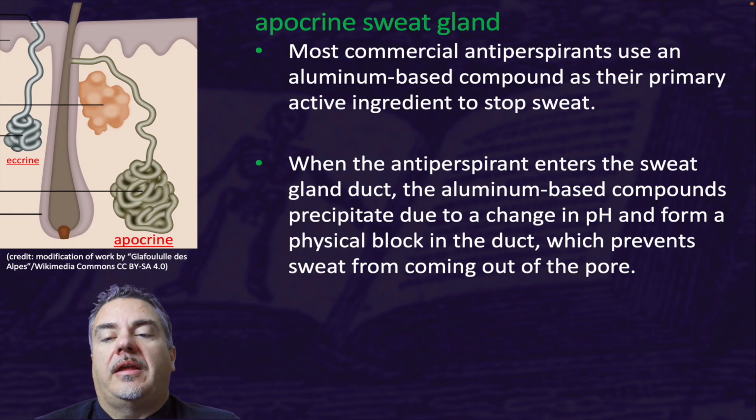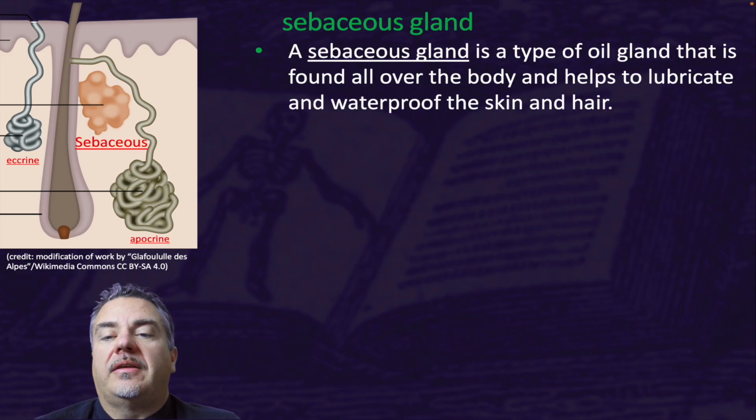When the antiperspirant enters the sweat gland duct, the aluminum-based compounds precipitate due to a change in pH and form a physical block in the duct, which prevents sweat from coming out of the pore. A sebaceous gland is a type of oil gland that is found all over the body and helps to lubricate and waterproof the skin and hair.